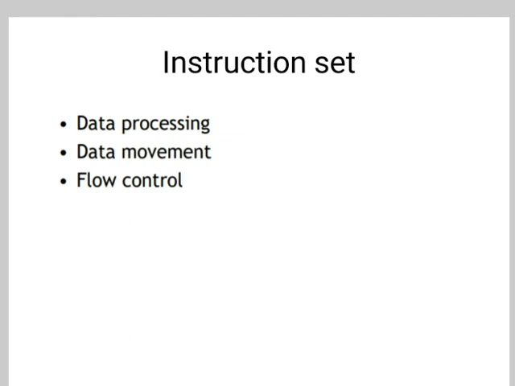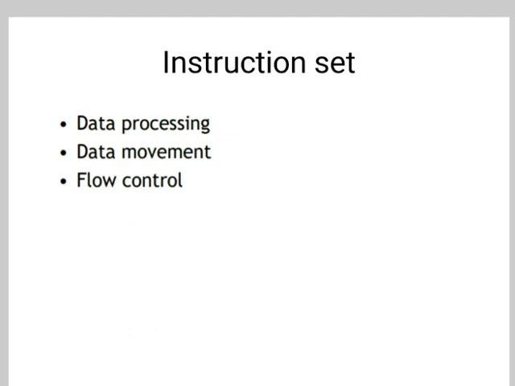Second is data movement, or the data transfer instruction. These instructions are used to copy the memory values into the register, or copy the register values into the memory. Data transfer means data is copied from the memory to the register or from the register to the memory.